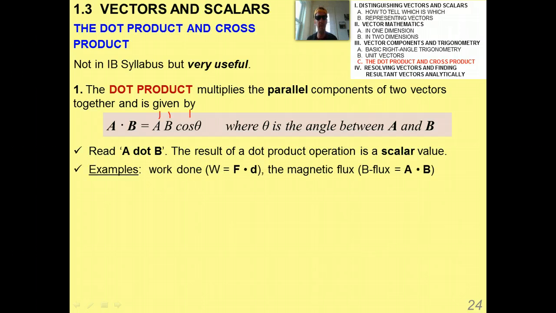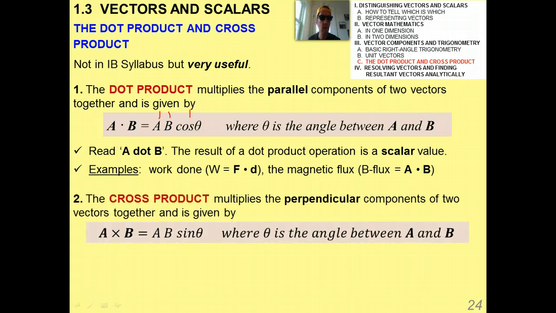Okay. So, for example, some examples in physics. We're going to study this later. Work done is the product of force times distance, but it's really the dot product of force and displacement, because we only consider the components of force and displacement that are parallel to one another. Another example, magnetic flux, which is A dot B. Okay. Now, the cross product multiplies the perpendicular components of 2 vectors together, and it's given by A cross B. We say A cross B, and it's a big cross. It's not like an X. It's like a big cross, right? A cross B.